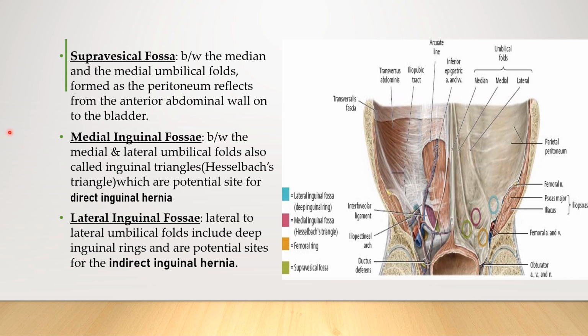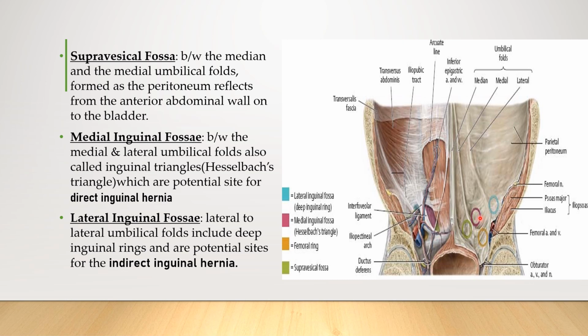Then the medial inguinal fossa is present between the medial and the lateral umbilical folds, and it is also known as the inguinal triangle or Hesselbach's triangle and the potential site for direct inguinal hernia. So this is the medial umbilical fold, and this is the lateral umbilical fold, and the depression or fossa present between these two folds is known as the medial inguinal fossa, also known as the inguinal triangle or Hesselbach's triangle.